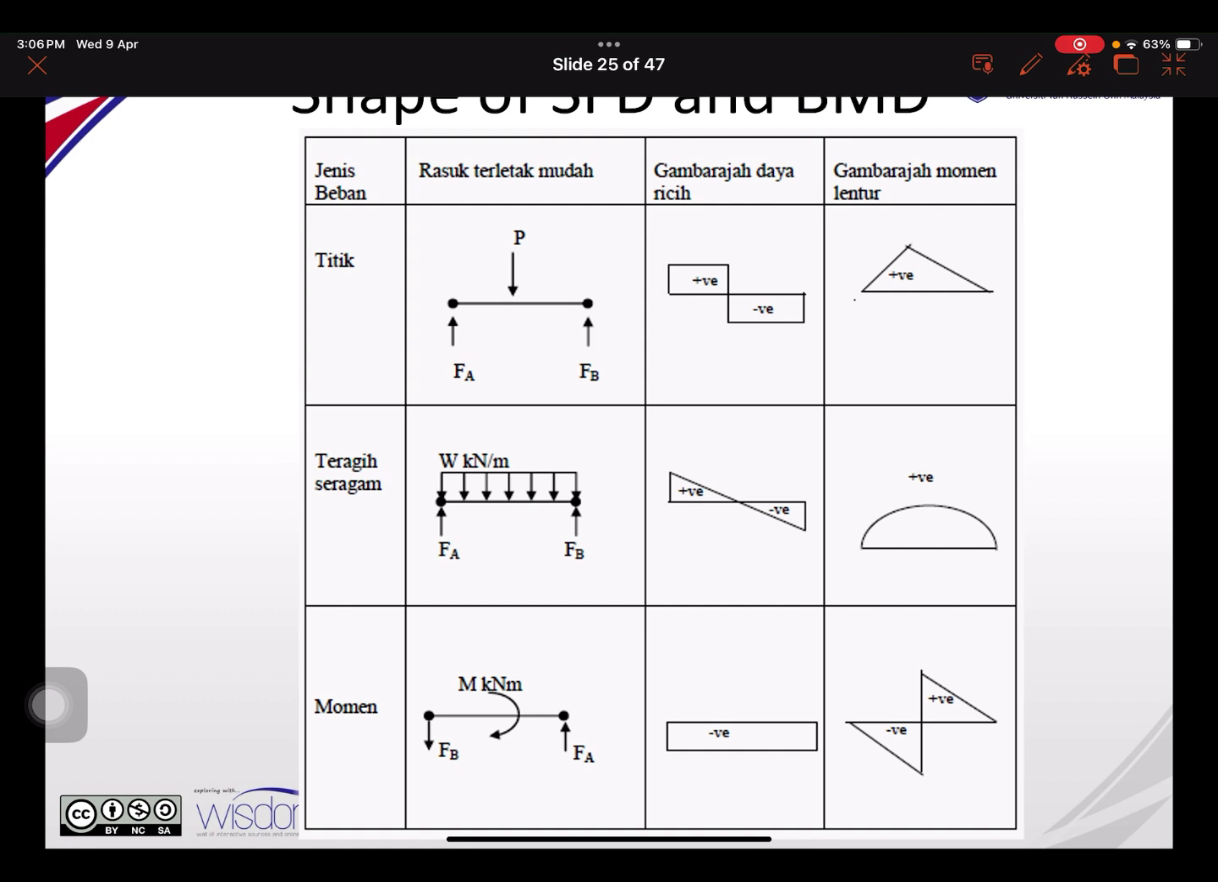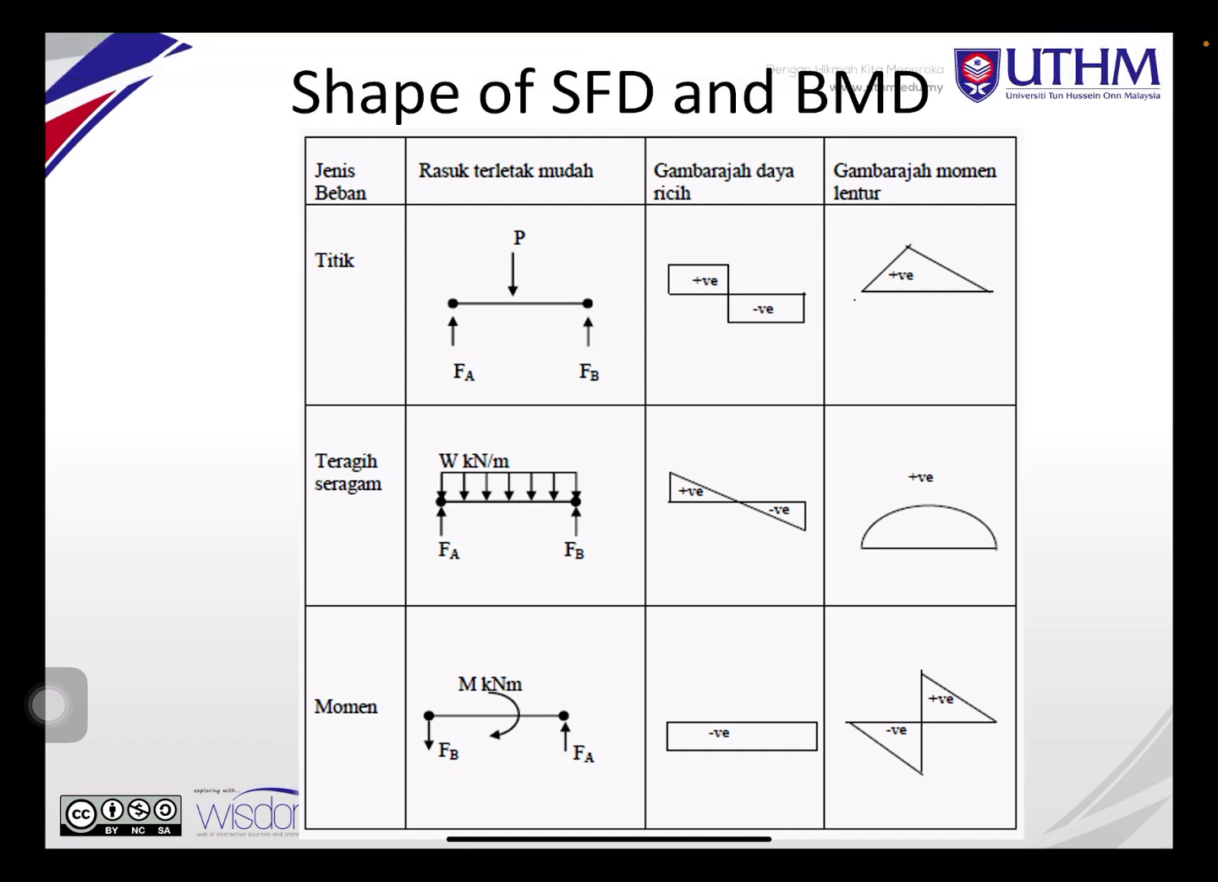Let me clear. And then for the shear force diagram, when you calculate the area, later you will learn the area method to plot the shear force diagram and bending moment diagram. So you will get this triangular shape. You need to remember the shape, easier for you to do the calculation. Point load is a rectangular shape for the shear force, and a triangle shape for the bending moment diagram. So this is point load.